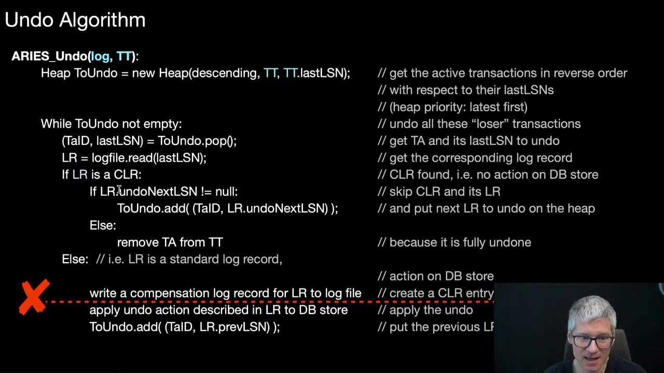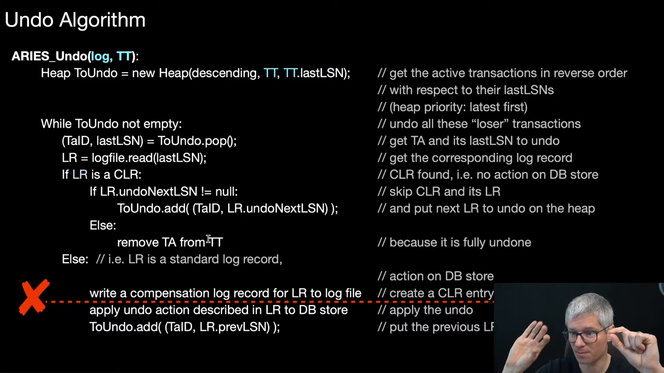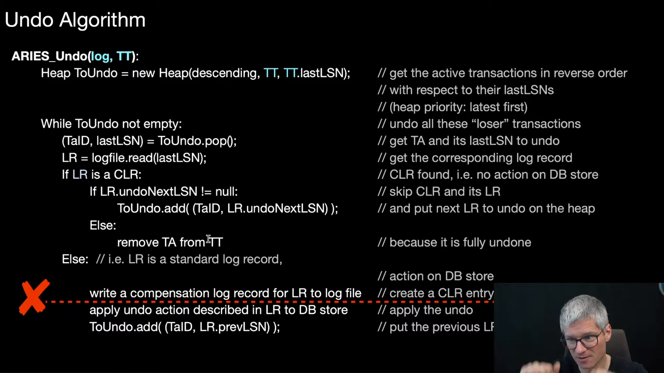Yeah, if that's not equal to null, we basically put another entry onto the heap. If that is null, again, it means we are done processing that transaction. So all the compensation log records, all undo records, were compensated for. That was the last compensation record compensating the first update record ever created by that transaction.